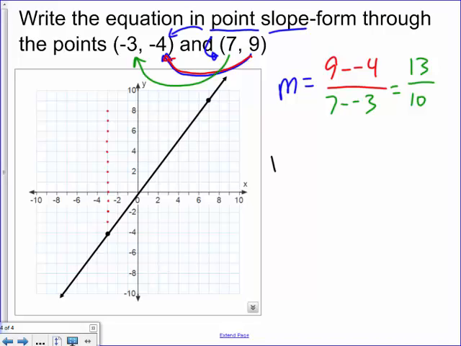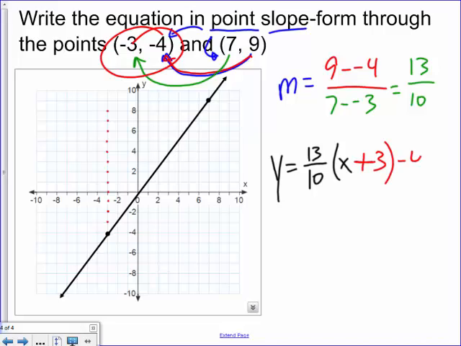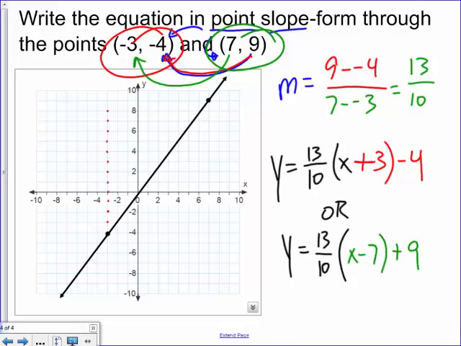And then to do it in point slope form, I say y equals 13 over 10. There's my slope. And x minus x1. Well, it just depends which one you want to do. Let's say I do this first one. It'd be x minus negative 3, which is really x plus 3 minus 4. That'd be one way to write it. Or I could say 13/10. It doesn't matter which one you do. If I pick the second one, now it's x minus 7 plus 9, right? X minus x1 plus y1. So either one of those would be just fine. All right, so point slope form is very useful when you know a point and a slope.